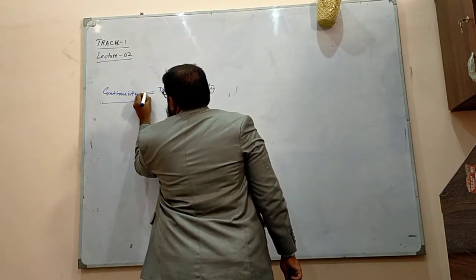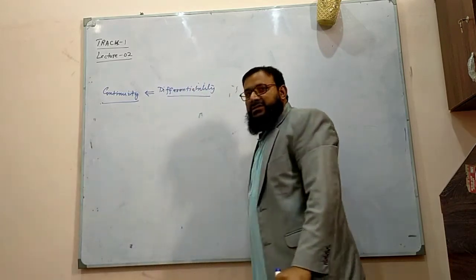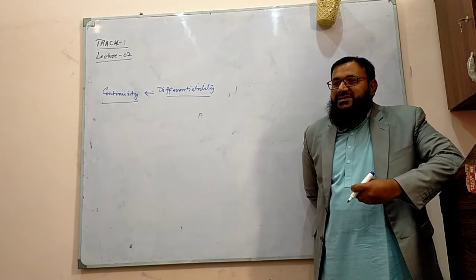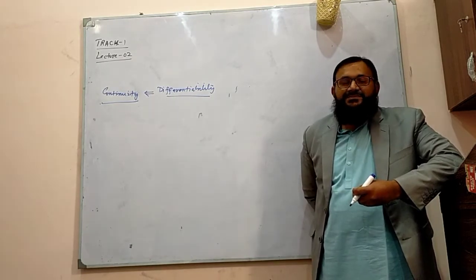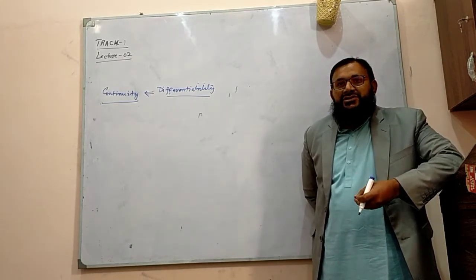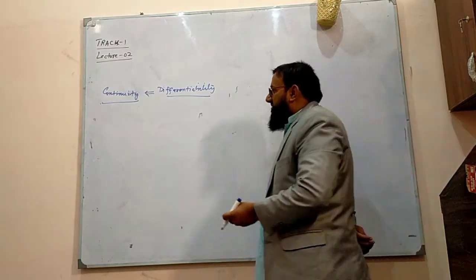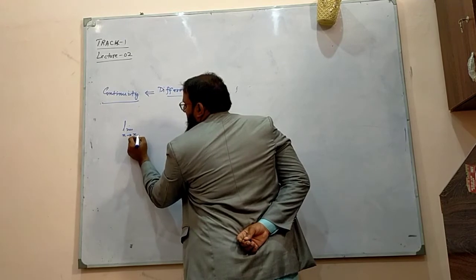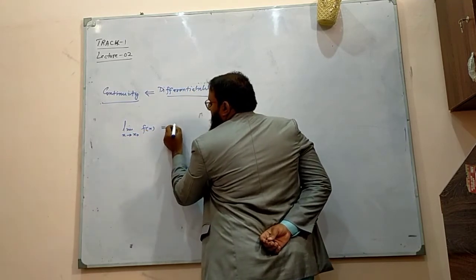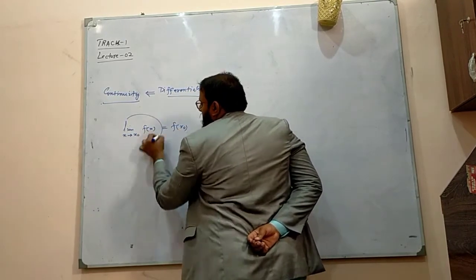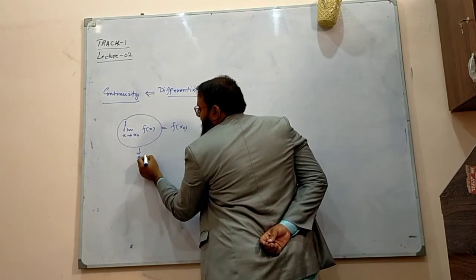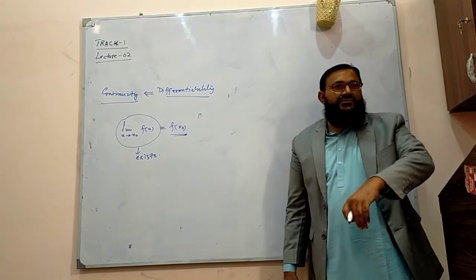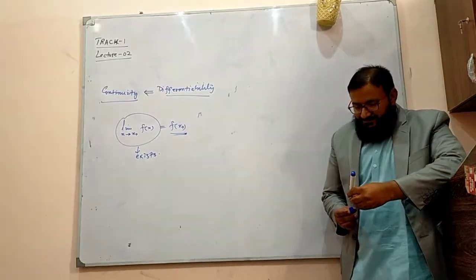So the connection is that differentiability implies continuity. We know that thing. Continuity, we know very well: the limit exists, left and right, and the function is defined at that particular point, and the limit is the same as the value of the function at that point. This is what we call continuity.